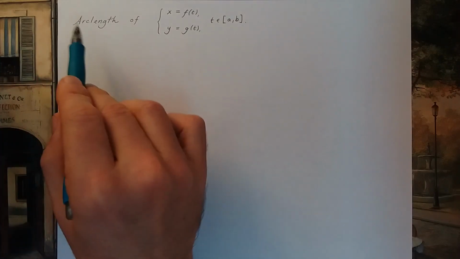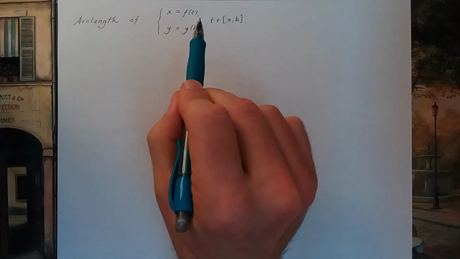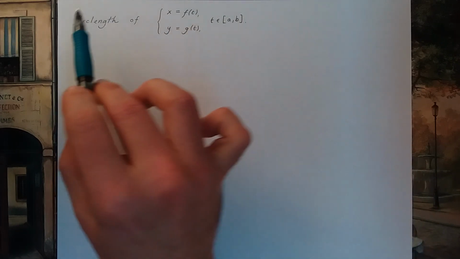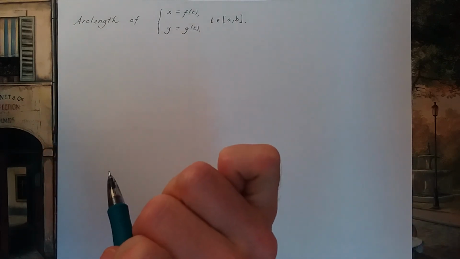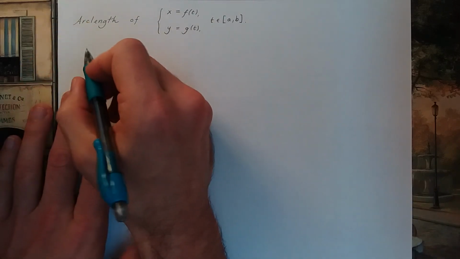So let's take a look at arc length of parametric equations. Parametric equations are designed to track moving objects. The arc length would be the length, how far that object has traveled. So it's a pretty good concept for parametric equations in particular.